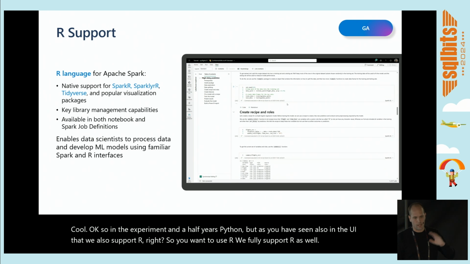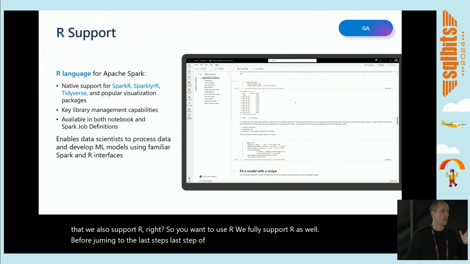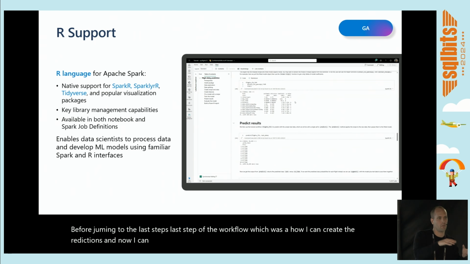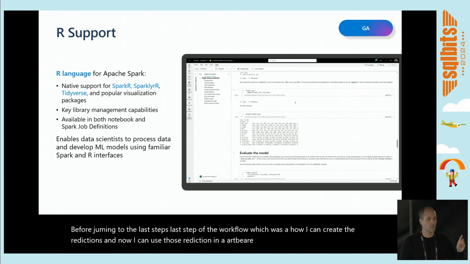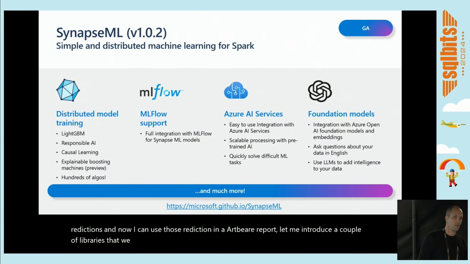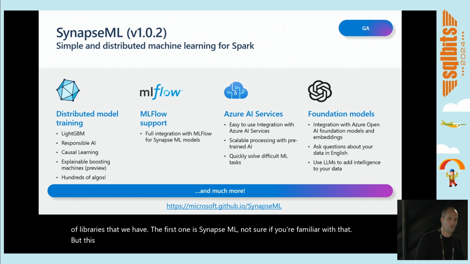Before jumping to the last step of the workflow, which was how I can create the predictions, and now I can use those predictions in a Power BI report, let me introduce a couple of libraries that we have. The first one is SynapseML. Not sure if you're familiar with it, but this is also a library that you can use not only in Fabric, but also you can install outside Fabric, okay?